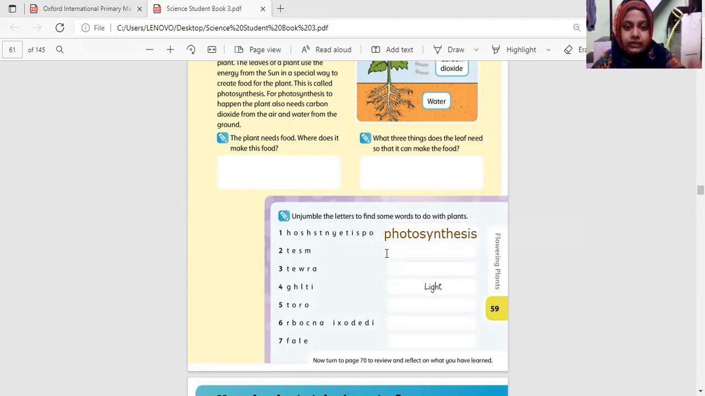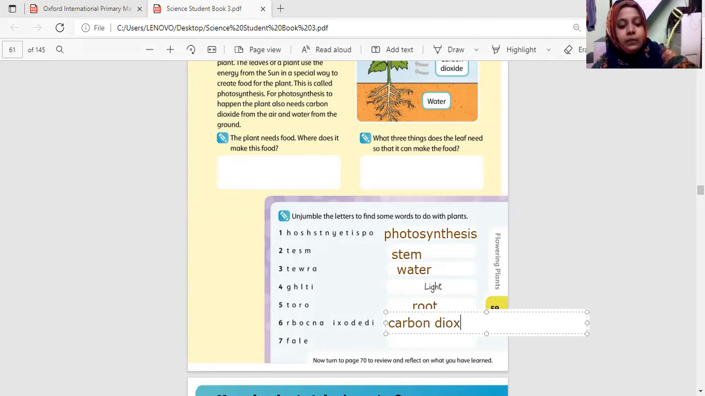The second one looks like it is stem. The third one is water. The fourth one has been already solved for you. What is it? It is light. The fifth one looks like it will be root. The sixth one is carbon dioxide. And finally, the last one is leaf.